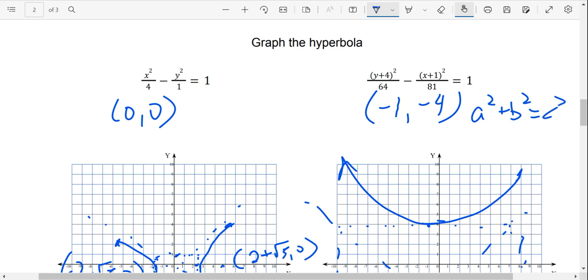Here, 64 plus 81 is c squared. 145 equals c squared, and c is going to be equal to root 145. So that's going to be rather large, right? Because the square root of 145 is a little over 12. So you're going to be way out here.